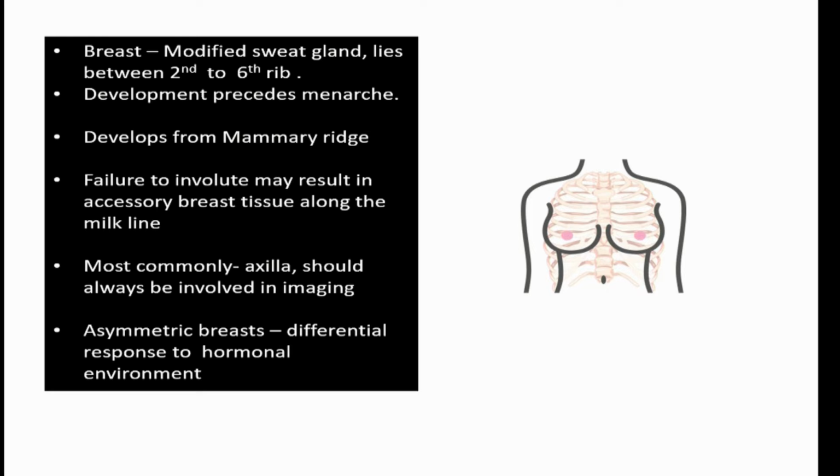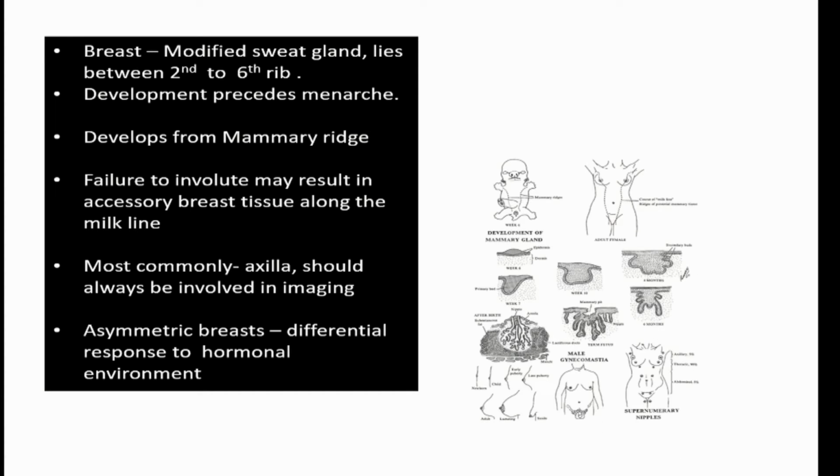Breast is a modified sweat gland. It lies between the second to sixth rib, its development precedes the menarche, and it develops from the mammary ridge. There are two ridges, and failure to involute the mammary ridges may give accessory breast development and accessory nipples. The breast bud develops around 6 weeks, and the nipple areola starts developing around 8 to 10 weeks. It is normal to have asymmetric breasts, which is because of the differential response of the fibroglandular tissue to the hormonal environment.